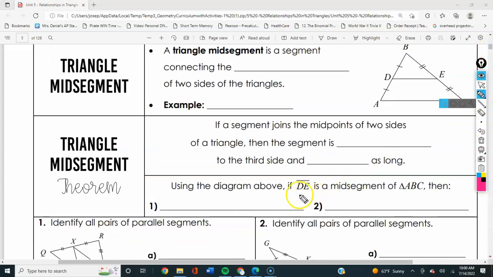So using the diagram up above of DE, that would tell us that AC is parallel to DE. Right? DE is parallel to AC. Put the line on top because it's not a number. It's the actual tangible object. And DE is one half AC. Or I could have also said two DEs equal one AC, right?